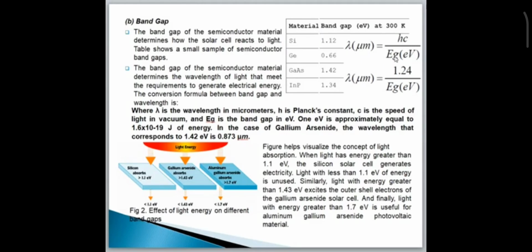Wavelength is inversely proportional to the band gap, in which lambda is the wavelength in micrometers, h is the Planck constant, c is the speed of light in vacuum, and Eg is the band gap in electron volt. 1 electron volt is approximately equal to 1.6 times 10 raised to the power minus 19 joule of energy. In the case of gallium arsenide, 1.42 electron volt corresponds to a wavelength of 0.873 micrometer. The figure shows the effect of light energy on different band gaps.